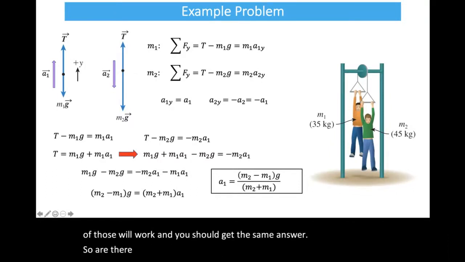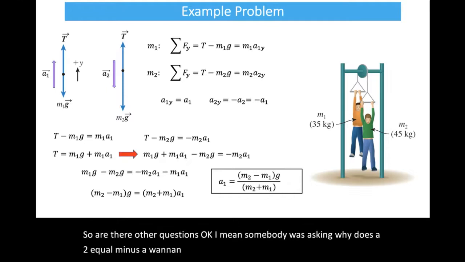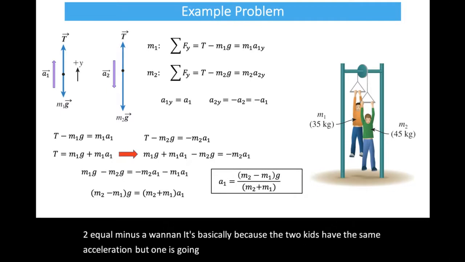So are there other questions? Somebody was asking why does a2 equal minus a1? It's basically because the two kids have the same acceleration, but one is going up and one is going down.